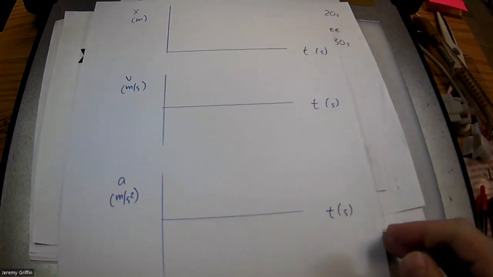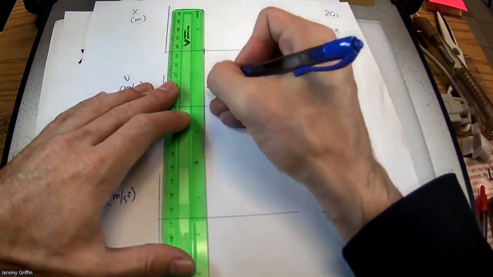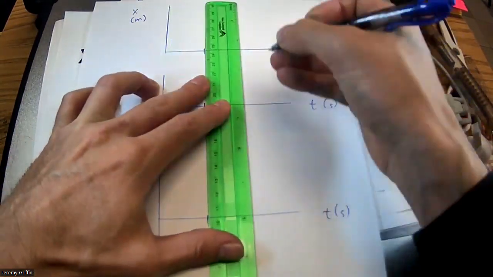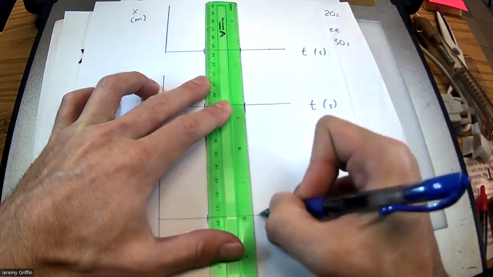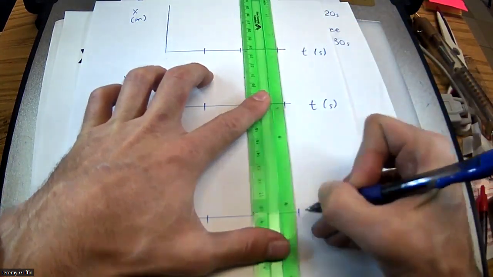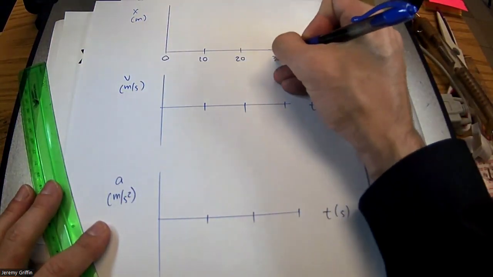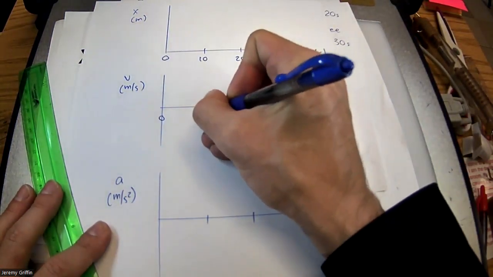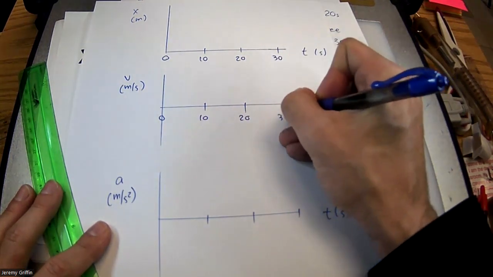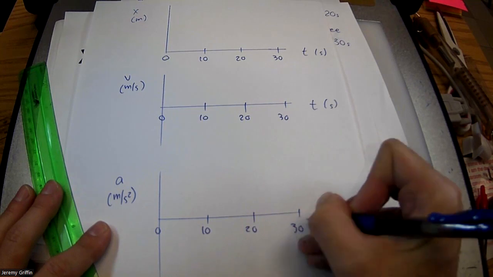Okay. I'll go ahead and throw some times on here. You got some intervals to work with. Say that's the 10-second mark, the 20-second mark, and the 30-second mark. So we got 0, 10, 20, 30, 0, 10, 20, 30, 0, 10, 20, 30.